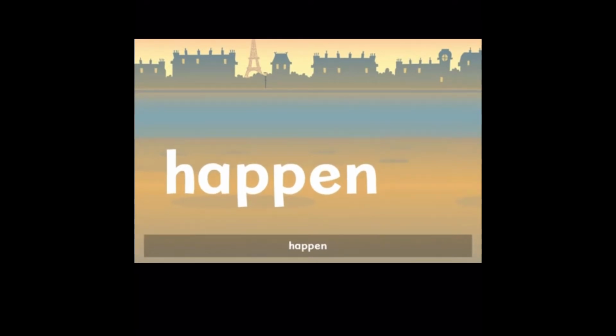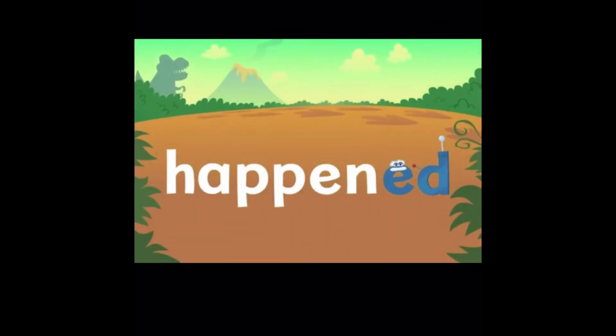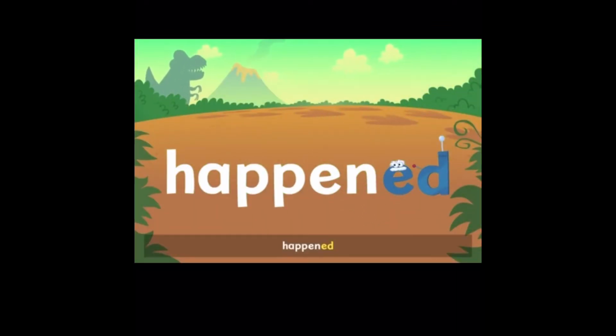Here is a word that is a verb. Happen. I wonder what's going to happen now. Happened. It has happened. Ed jumped onto the end and the verb changed. The word has traveled into the past.